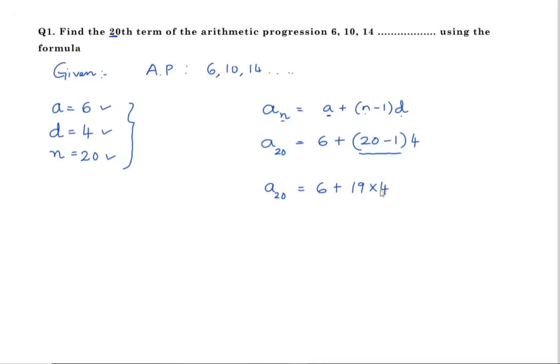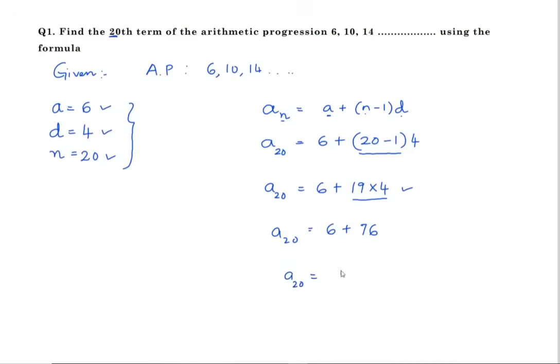into 4. A lot of students do this step wrong, because they add 6 plus 19, then multiply with 4. That is wrong. First you should do multiplication as per BODMAS rule. First multiply, then add with 6. What is 19 into 4? 19 into 4 is 76.